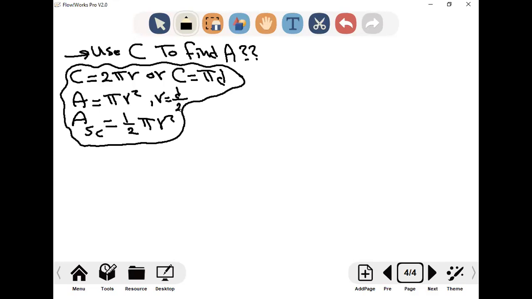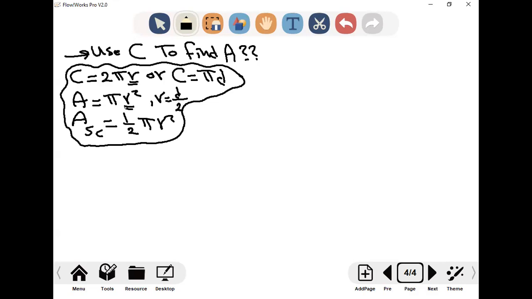Use circumference to find what? Area. For the area, what do I need? The radius. Right? And the circumference has a radius. So the radius is the connecting between the circumference and the area, right? Look at the learned idea on page 461.